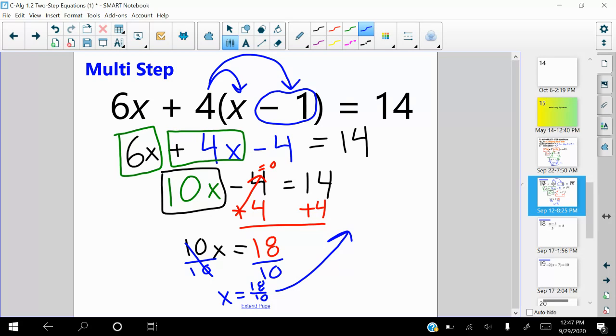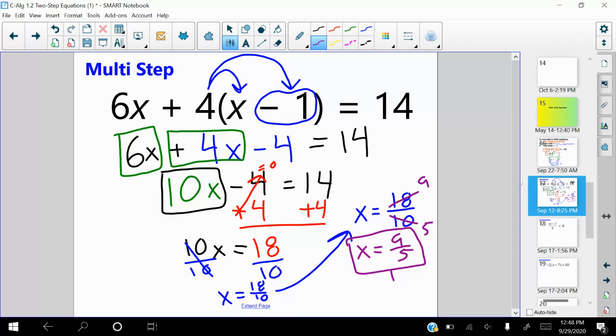I'm going to bring this over the side up here. So we had x is equal to 18 over 10. I notice that both of those numbers are even numbers, and I know all even numbers are divisible by a factor of 2. So since I have a fraction, I want to see if I can simplify that fraction. Well, I can divide both of these by 2. 18 divided by 2 is 9. 10 divided by 2 is 5. So now I'm at x is equal to 9 over 5. Can I simplify 9 over 5 at all? I don't think so. So our final answer becomes x is equal to 9 over 5.